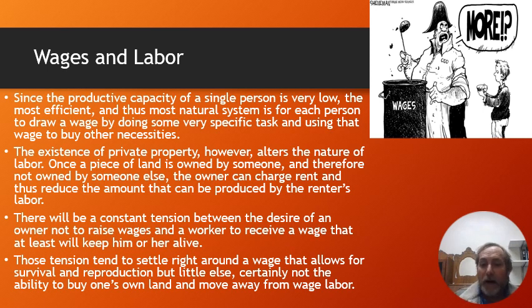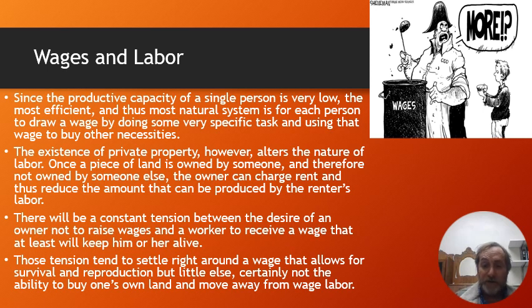The existence of private property, though, Smith, again like Marx, thinks this alters the nature of labor. So once somebody owns something, suppose a piece of land is owned by somebody, and therefore not owned by somebody else, now the owner can charge rent, and that rent reduces how much the renter can make in a day from their labor, right? So now it's almost like a tax on your labor.